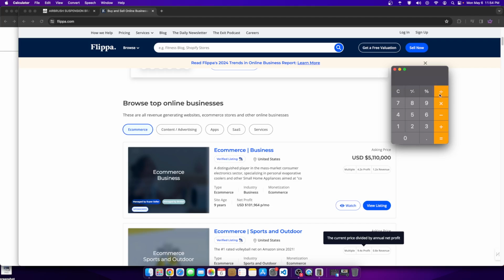120K divided by 9. Let's see. All right, so that's $13K. 13,333. So you're roughly making your 13,000. If you then make, let's say for the next 4 months after that, 6K, it's not time to sell the business. You have to bring it back up. The income has to go back up past 13K.